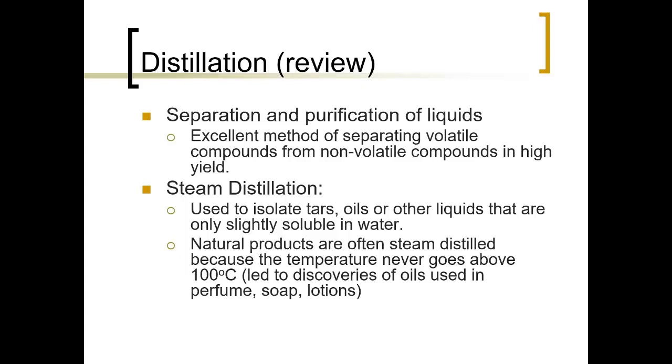Now, different than regular distillation you've seen before, steam distillation is used to isolate a variety of organic compounds, in particular things like tars and oils and other liquids that are only slightly or not at all soluble in water. These natural products, we use steam distillation to get them because they're very hard to boil off naturally. They're very difficult to extract out of the component, like extract out of cloves.